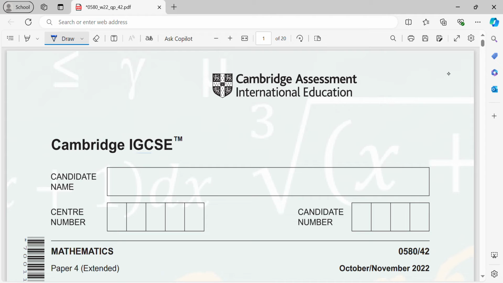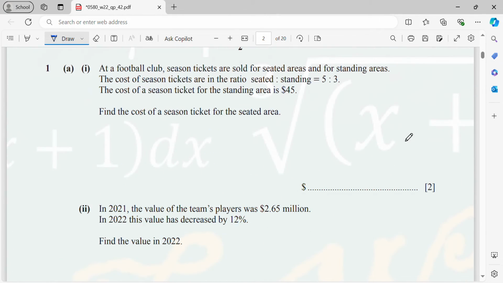This video is to discuss Cambridge IGCSE Mathematics Paper 4, which is the Extended Mathematics for October-November 2022, and the code is 0580/42. So let's get started. Question number 1A, first part.